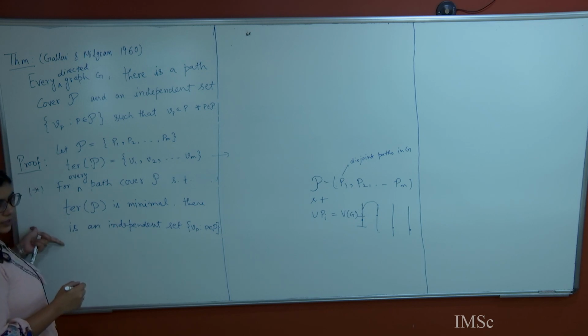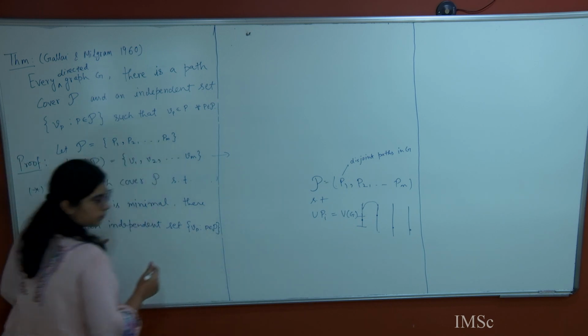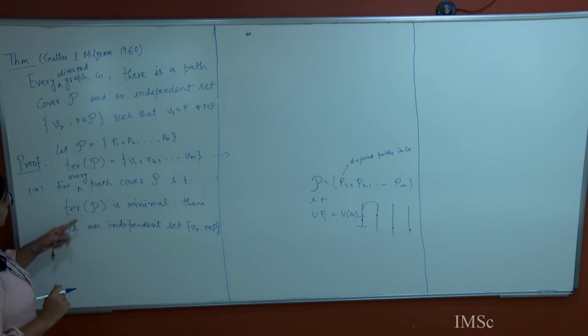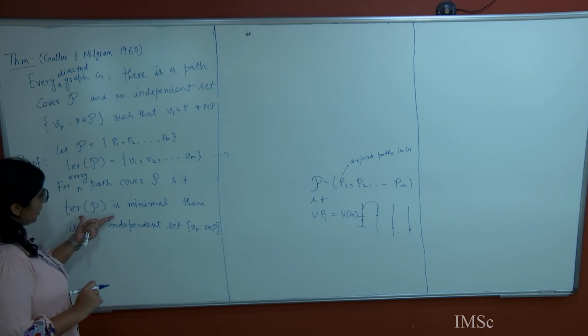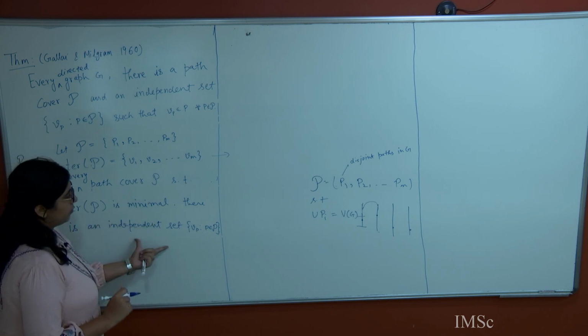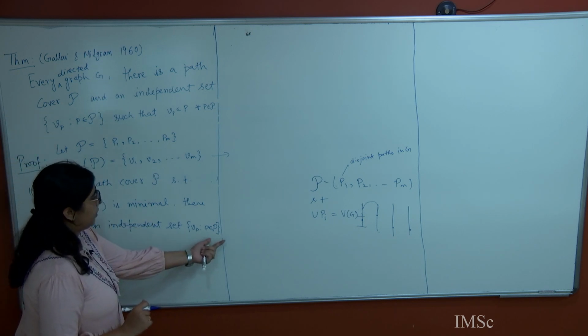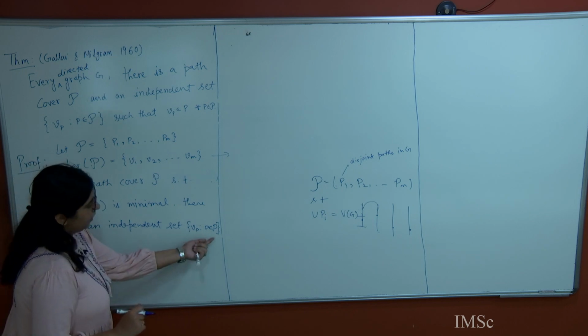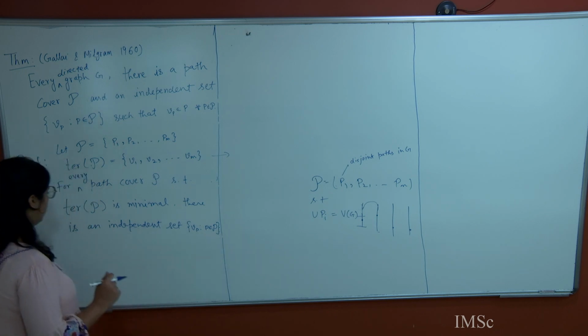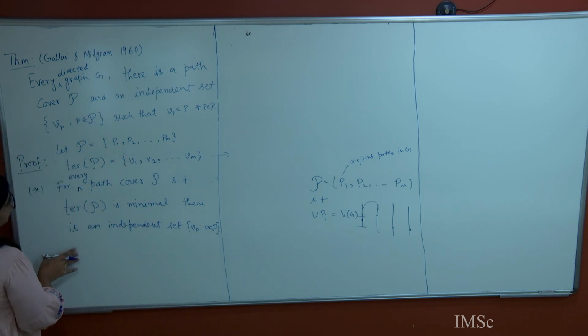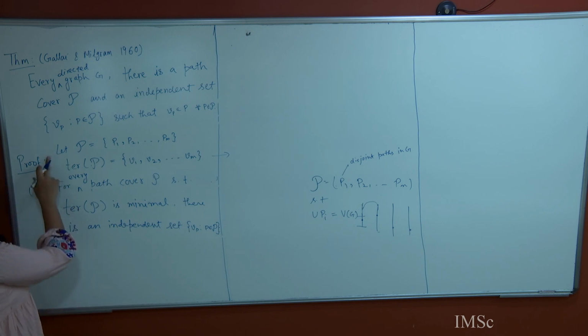Okay, so we will prove this statement. Is this okay? So, this is enough to prove, right? For every path cover P such that the terminal set of P is minimal, there is an independent set Vp such that Vp contains one vertex from every path P in the path cover. Okay, so we will take this.